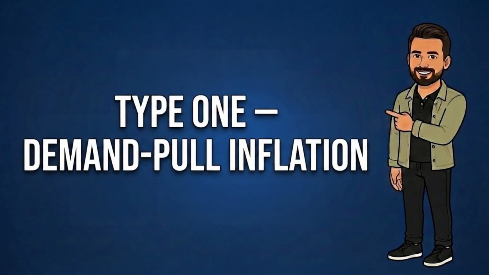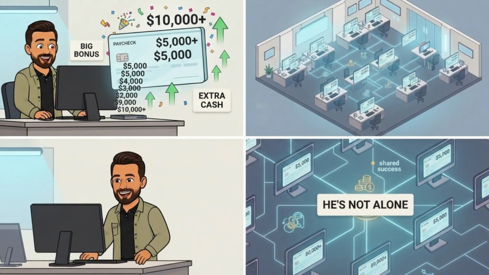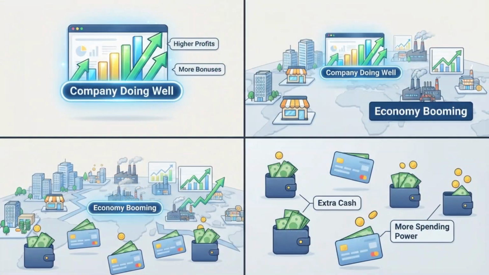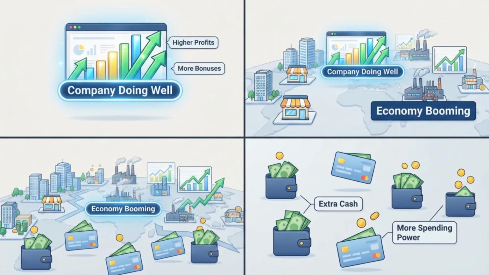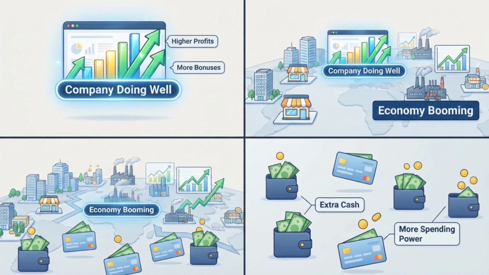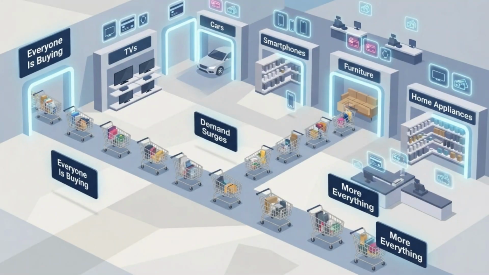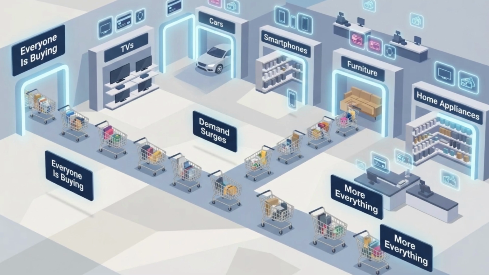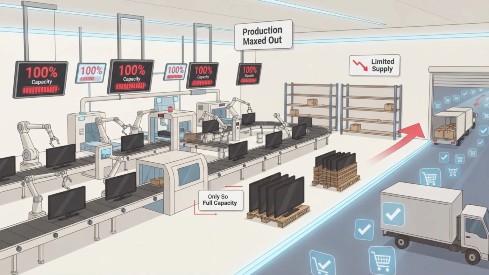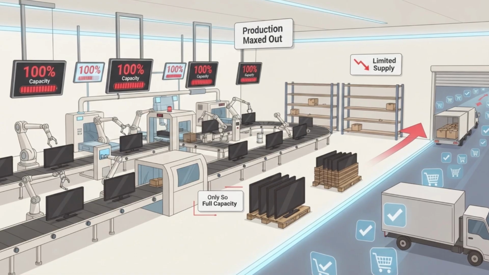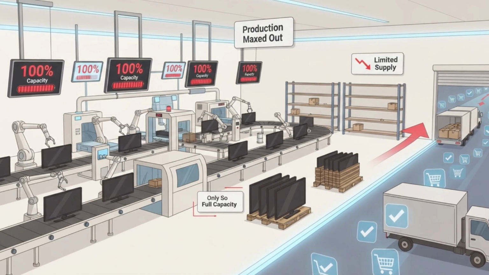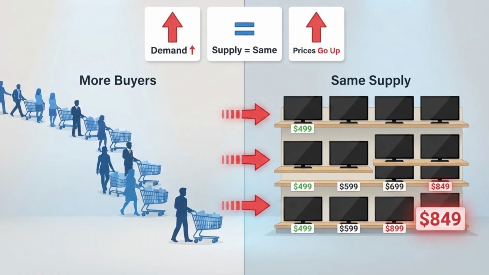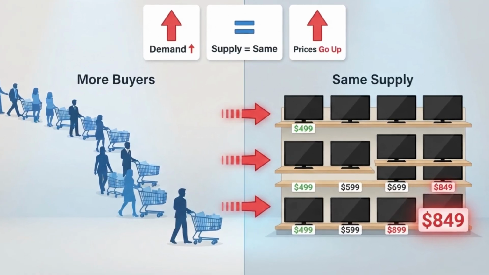Type 1: demand pull inflation. Chris gets a bonus at work. A big one. He's not alone. The whole company does well. The economy is booming, and suddenly everyone has extra cash to spend. Everyone rushes out to buy new televisions, new cars, new everything. But the factories making those televisions? They're already running at full capacity. There are only so many TVs to go around. More buyers. Same number of products. What happens? Prices go up.